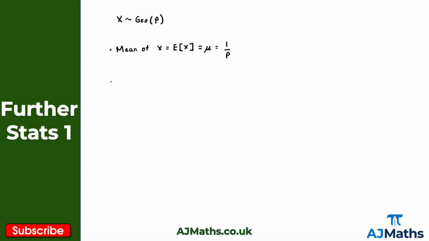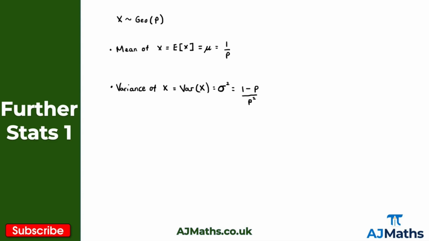What about the variance now? For the variance of X, again, let's just write this down in full. That would be Var X, and using our Greek letters again, this would be sigma squared to represent the variance. In this case, what I get here is 1 minus p, all over p squared. Okay, so those are the two results that we need here.